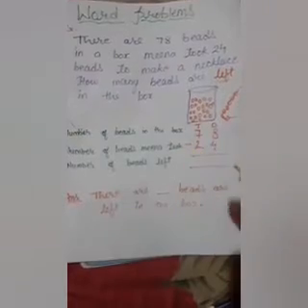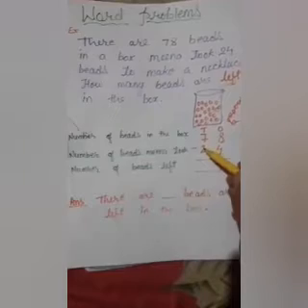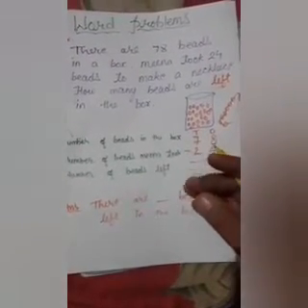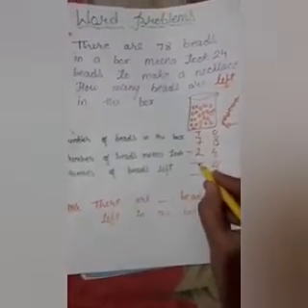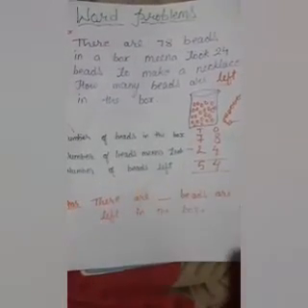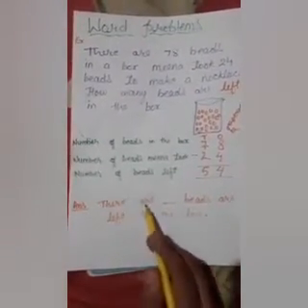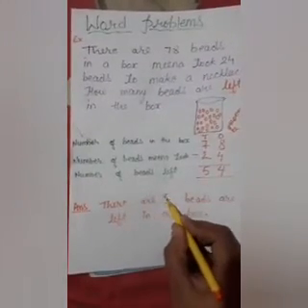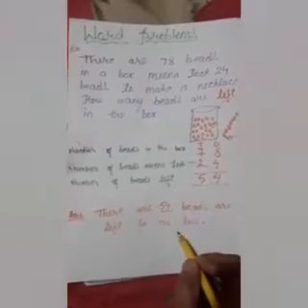How many fingers? 4 fingers are left. So we will write here 4. 7 minus 2. After 2, 3, 4, 5, 6, 7. How many fingers? 5 fingers. So number of beads left is 54. 5 tens and 4 ones. So we will write in the answer: there are 54 beads left in the box.